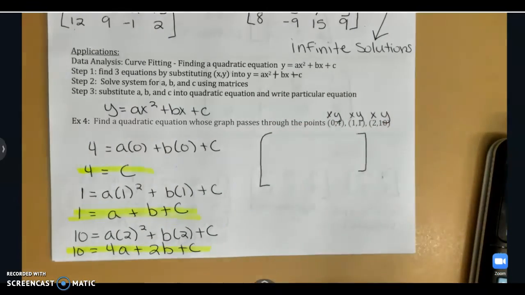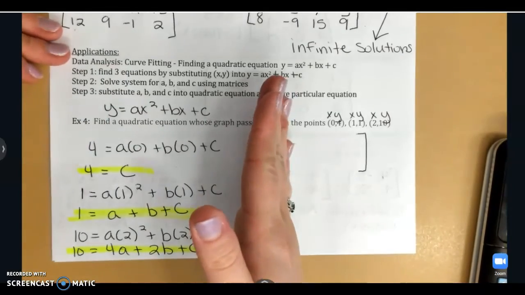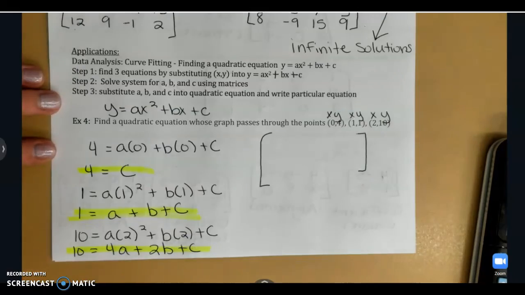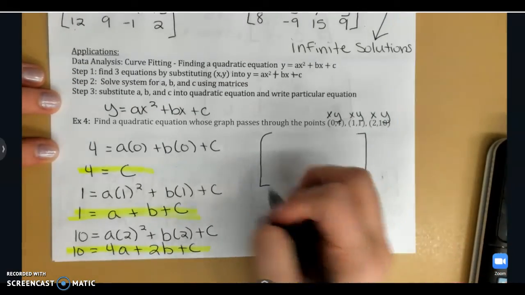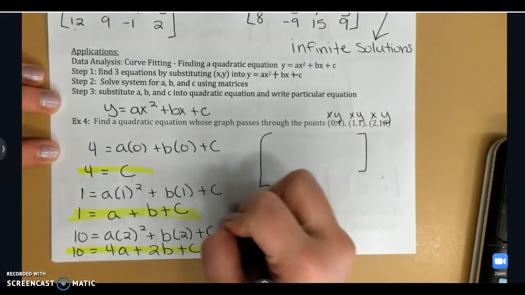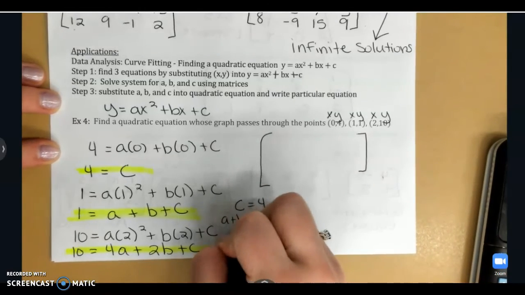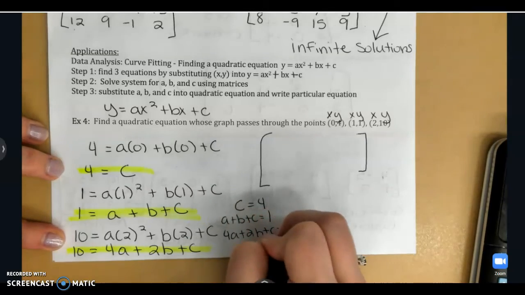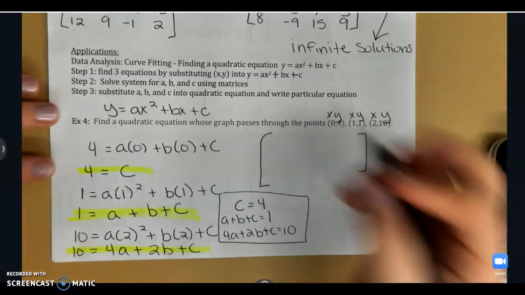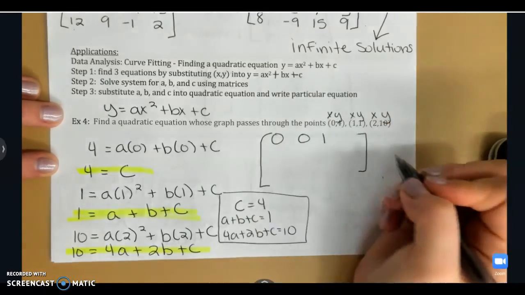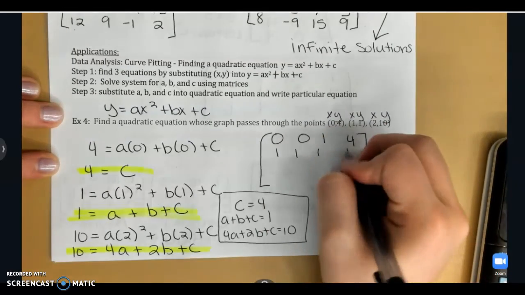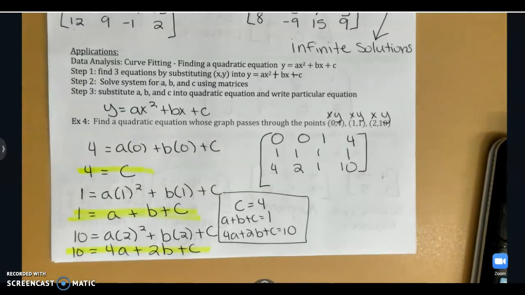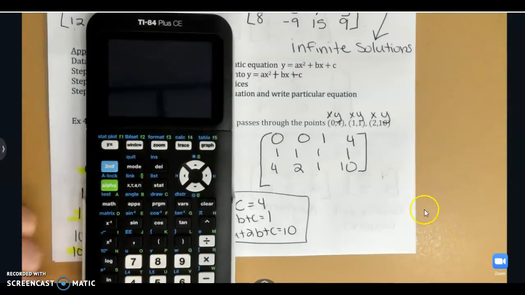Now remember, we want these in what we call standard form. So all of our variables go on the left and all of our constants go on the right. So these are actually written backwards. So if you want to make it more clear on what's going to go into the matrix, you could rewrite, okay, c is equal to 4, a plus b plus c is equal to 1, and 4a plus 2b plus c is equal to 10. So our matrix, no a or b on the first one, 1 of each on the second, and there's our third one, and we're going to plug that into our matrix calculator.